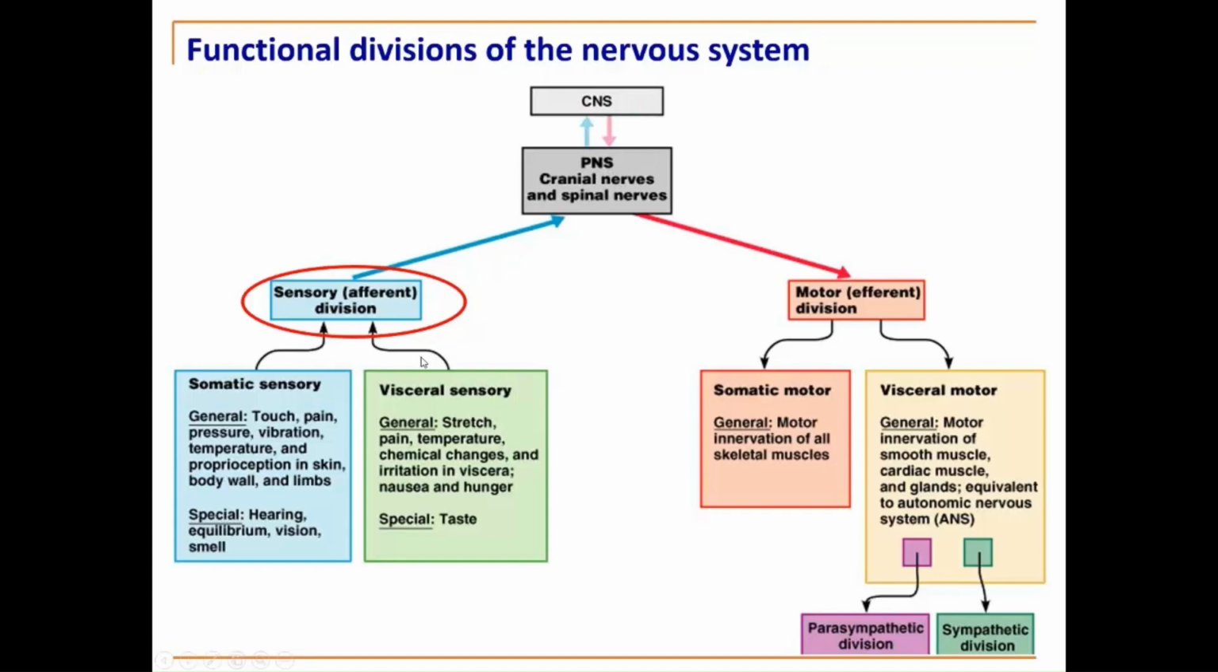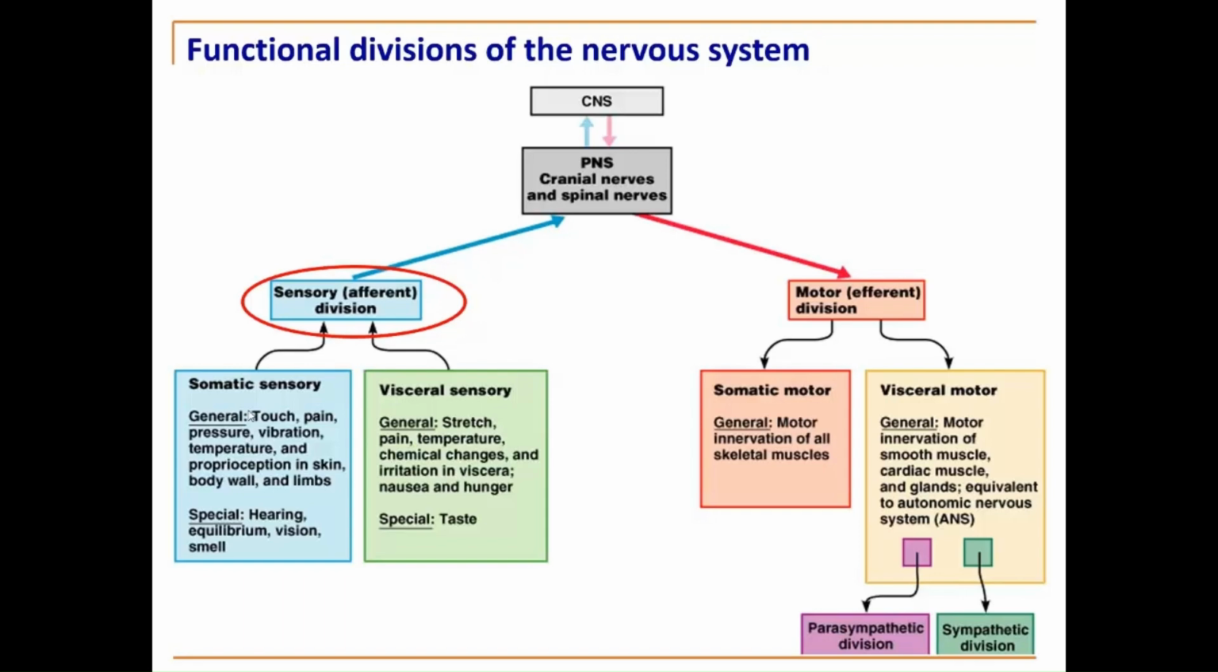And we receive sensory information through the afferent division. That can be somatic, so those are our somatic senses or our general senses. They're things like touch, pain, pressure, vibration, temperature, proprioception, which is where our joints are in space, and also our special senses, such as hearing, equilibrium, vision, and smell. Then we have our visceral sensory system, such as stretch, pain, temperature, and special senses such as taste.